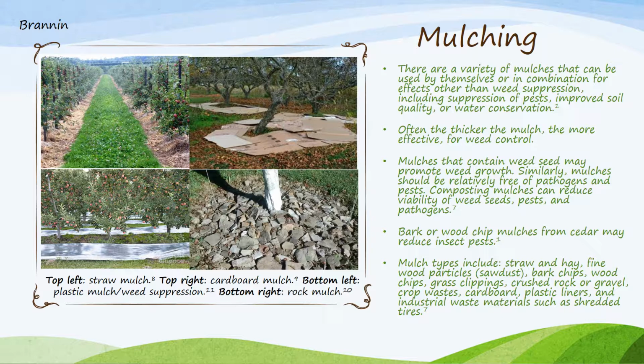Composting mulches can reduce viability of weed seeds, pests, and pathogens. Bark or wood chip mulches from cedar may reduce insect pests. Mulch types include straw and hay, fine wood particles like sawdust, bark chips, wood chips, grass clippings, crushed rock or gravel, crop waste, cardboard, plastic liners, and even industrial waste materials such as shredded tires.